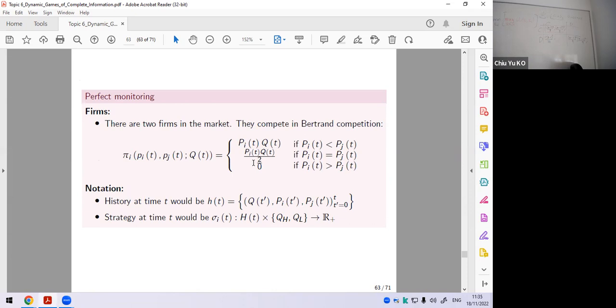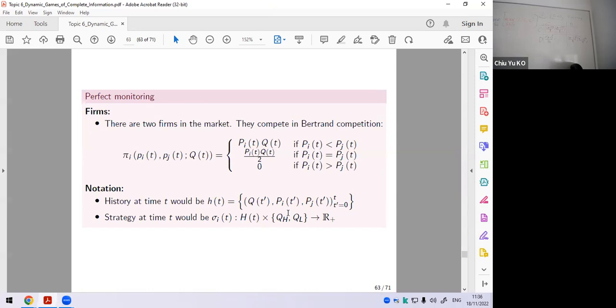Because you can imagine this is the quantity chosen by nature, whether high or low. So the history is a little bit more complicated. The history is not just the choice by the players, but also what nature tells you, high state or low state. And the strategy depends on history, deciding whether you produce Q or L. Because at the beginning, you know whether it's a good economy or a bad economy.